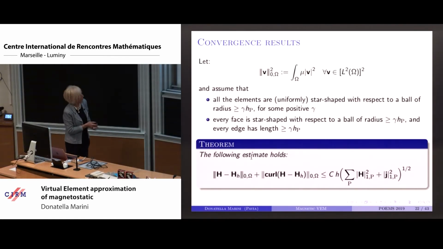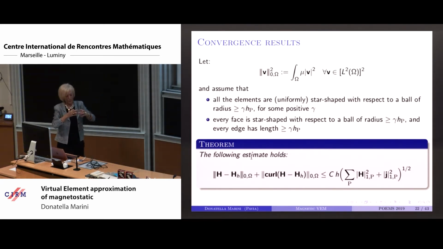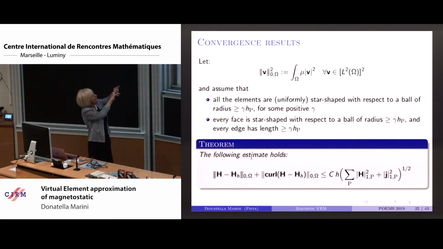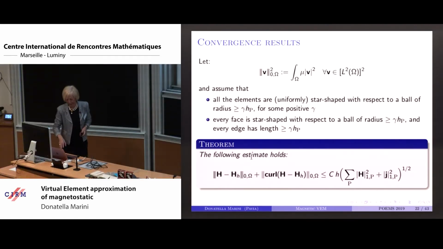Error estimate: we proved an error estimate in this norm here with mu inside, and these are the assumptions on the mesh. Essentially star-shaped, uniformly star-shaped with respect to a ball big enough. Same for the faces, and we don't want too small edges, okay? Under this hypothesis, we have this estimate, which is precisely what we expect with the low-order elements.